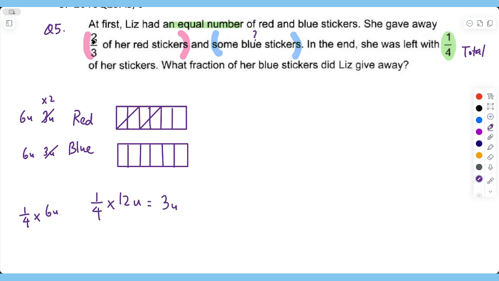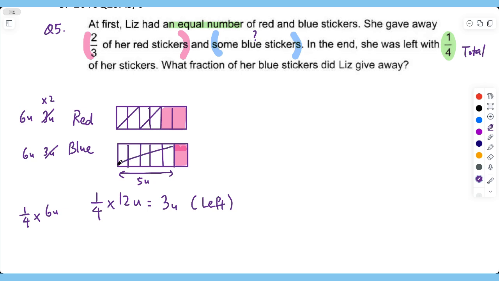After she gave away 2/3 of her red stickers and some blue stickers, she is left with 1/4 of the total stickers, which is 3 units. For red, she already gave away 2/3, which is 4 units out of 6, and she's left with 2 units. However, in total, she's left with 3 units. That means she's left with 1 unit for blue. And these 5 units are the units that she gave away for the blue stickers.